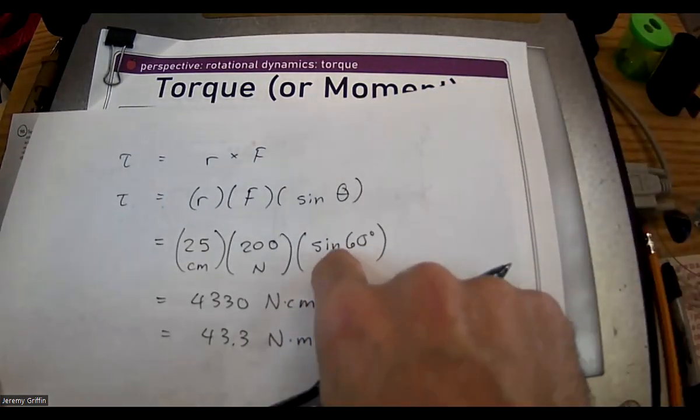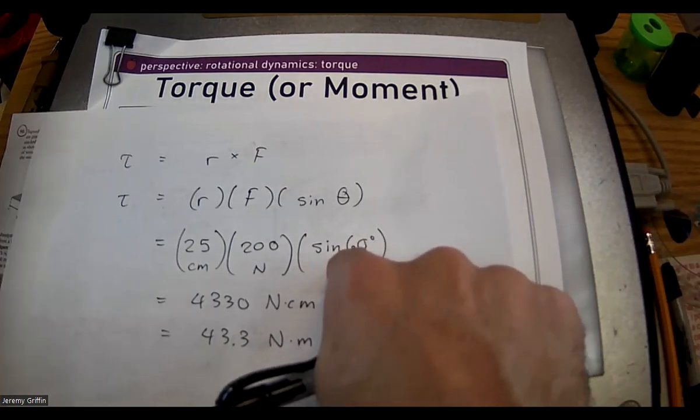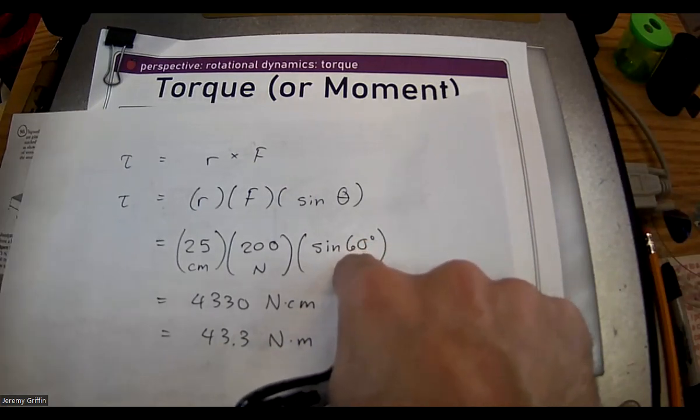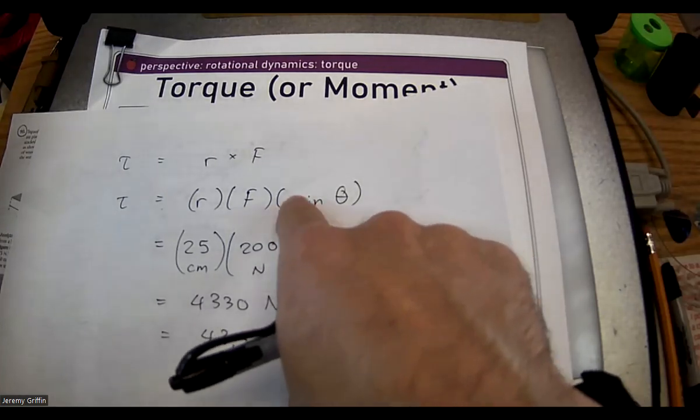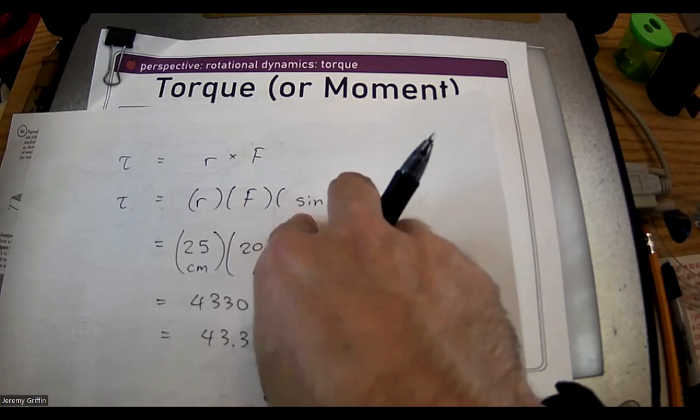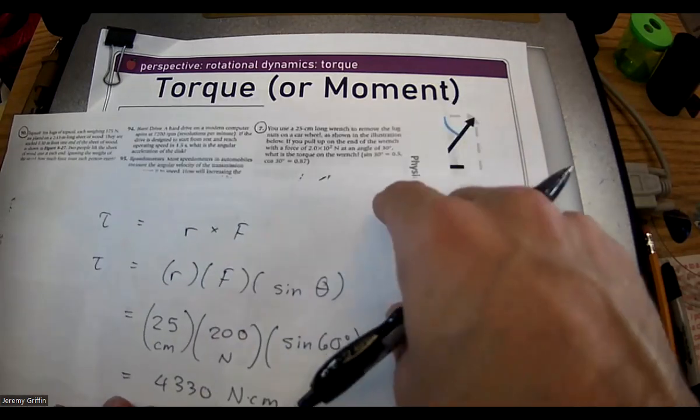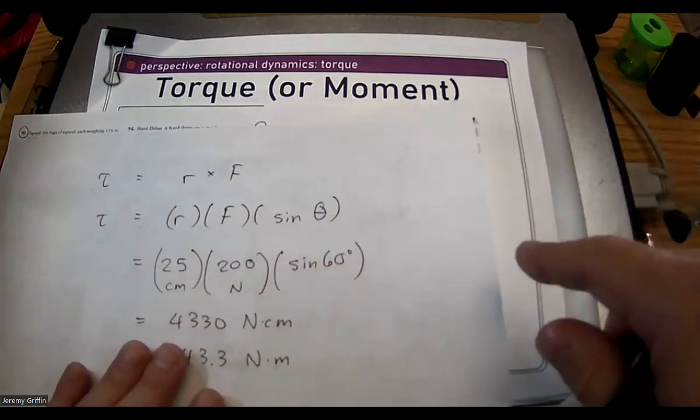There's two ways to take care of that. You could use that angle, the complementary angle, so I did sine of 60 degrees. Alternatively, you could do cosine of this angle right here. So when you see RF sine theta, be careful because it might actually be RF cosine theta. In this case, it is cosine of this angle. So a little bit of a curveball.